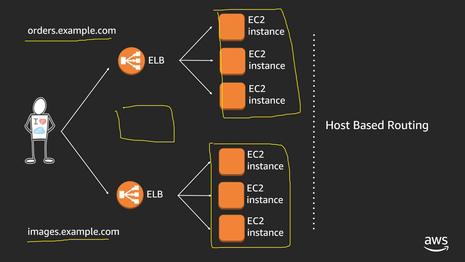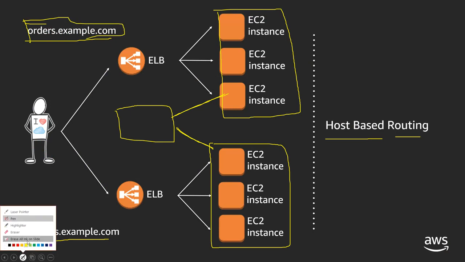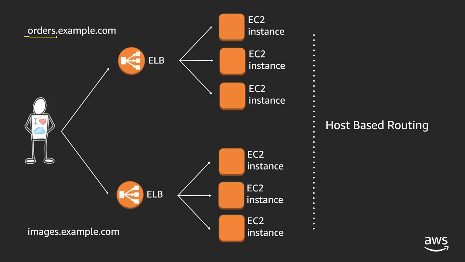Let me just have one load balancer, and it will know when a request comes. It will check: are you looking for orders? Yes, I will forward you here. Are you looking for images? I will forward you here. So that is called host-based routing. It means based on the host name you are trying to talk to, we will forward your request. So that is called my host-based routing.